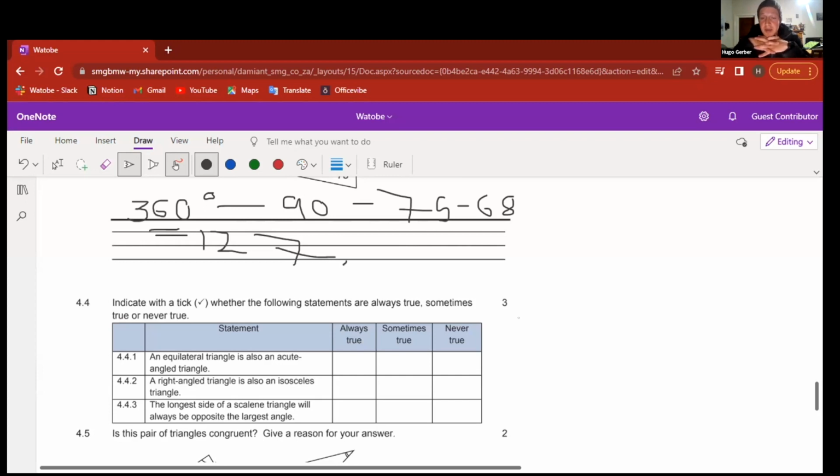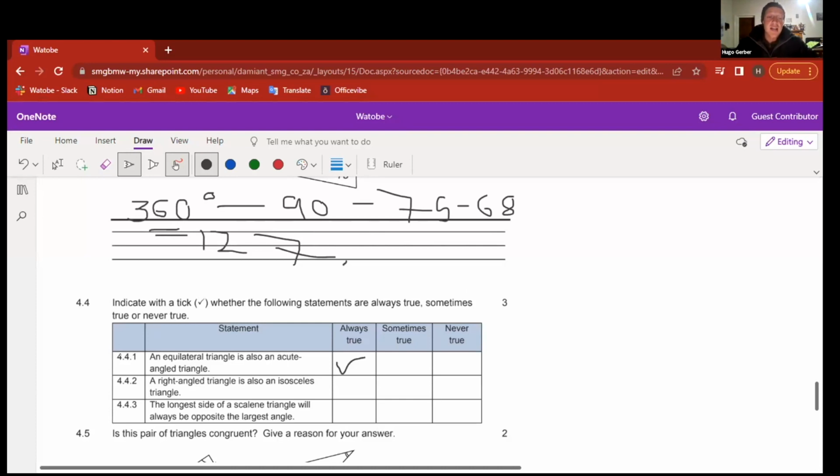False, false, false. Remember, true. There, thank you. I'm getting something that sounds like true. There, I'm getting another true. Sometimes true. Actually, the tick is coming here. Always true, okay? An equilateral triangle is also an acute angled triangle. Correct answer for that one, the box we need to tick is always true.